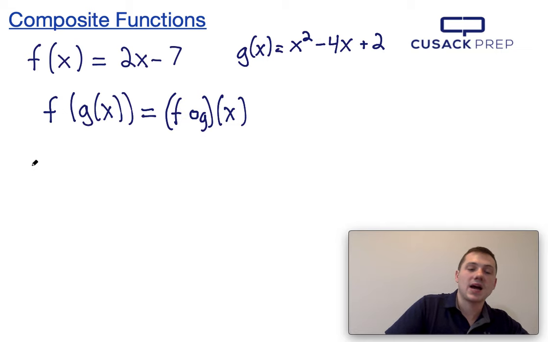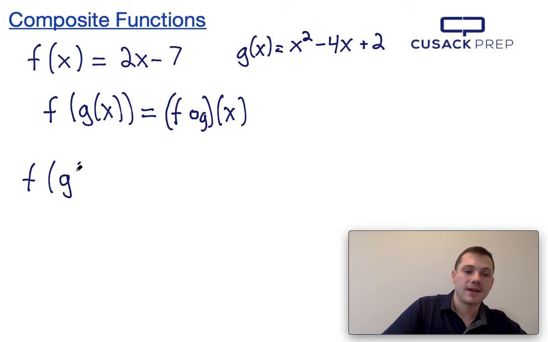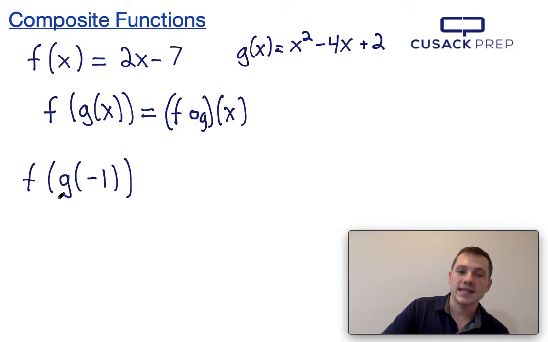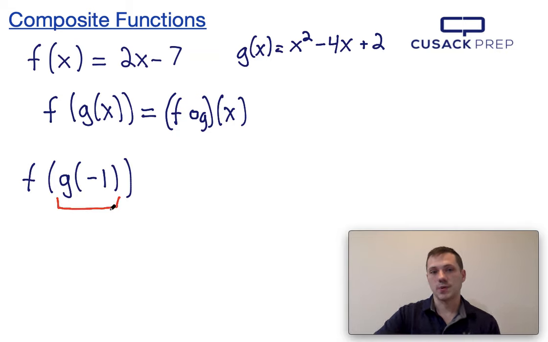So let's say I wanted you to figure out what the composite function f of g of -1 was equal to. Well, when evaluating composite functions, the key is you want to work from the inside out. So on the inside here, I have g of -1, and that's what I first want to evaluate. So off to the side, I'm going to figure out what g of -1 is.